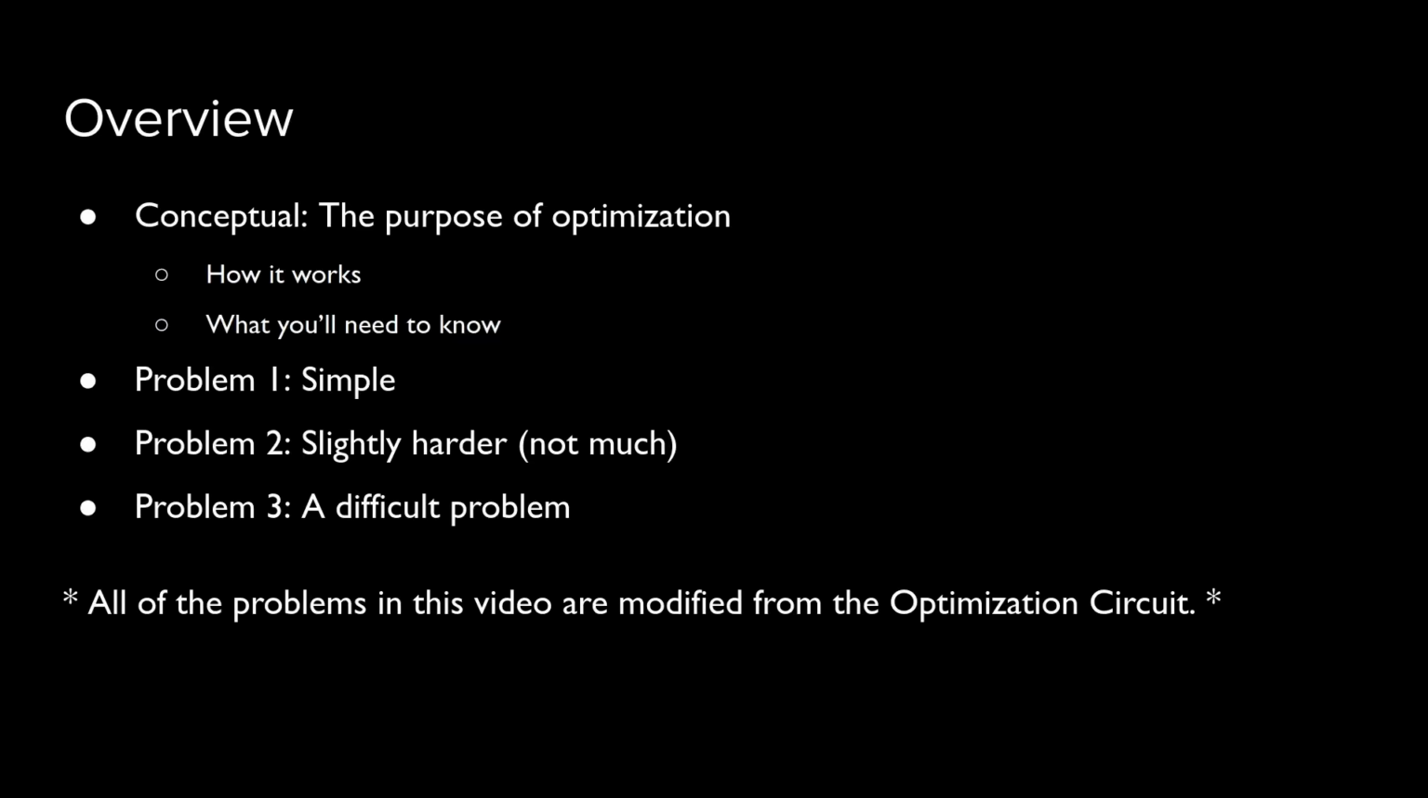So here's an overview of what we'll be doing in this video. To start with, we're going to conceptualize what optimization is and why it's important, and then what you're going to need to know to use it. Then we're going to go over 3 problems. The first one's going to be simple, the second one's going to be a little bit harder, and the third one's going to be more difficult but also more of a real-world application than the other two. Even though optimization is basically exclusively for real-world applications, which is really nice.